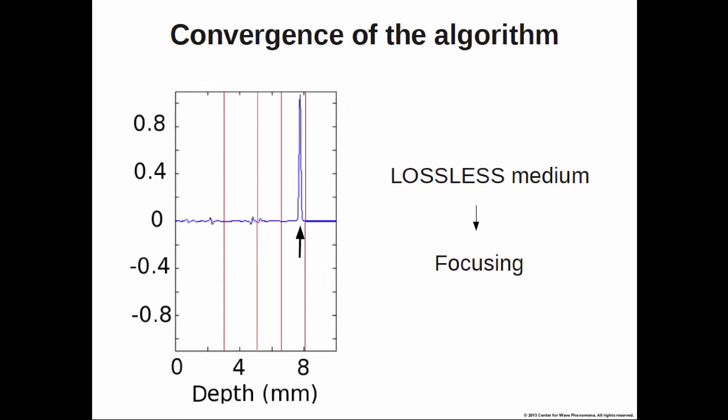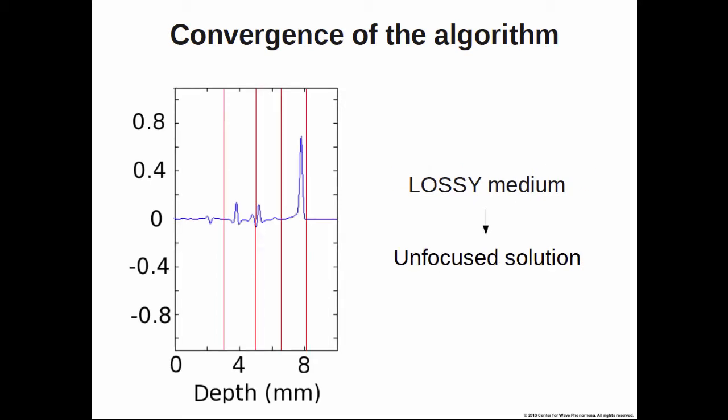But what happens if we try to do the same in a lossy medium? We get this figure. This figure is again a cross section of the material. You can see the wavefield at different positions of the material at one time. We have, like before, the pulse in the position desired by us, but we also have two undesired pulses. This means that the focusing algorithm doesn't work in lossy media.